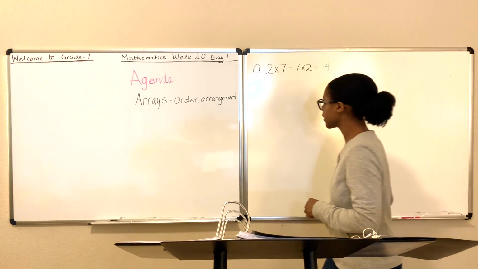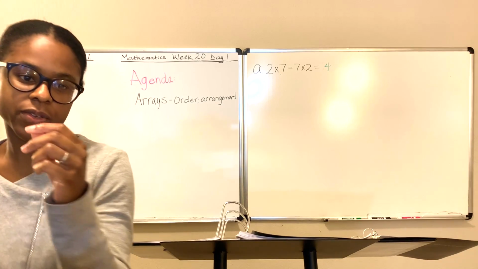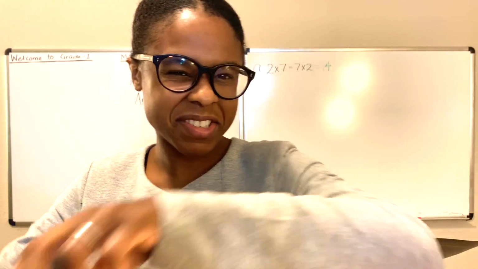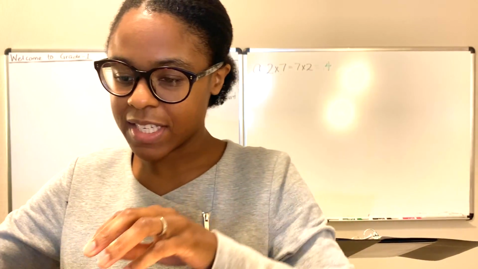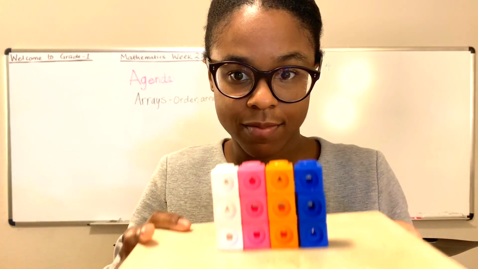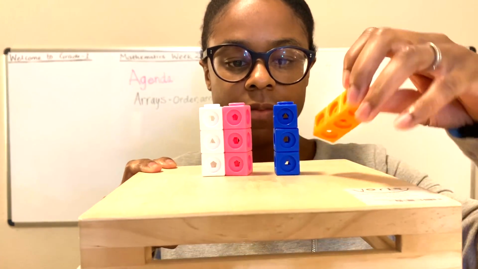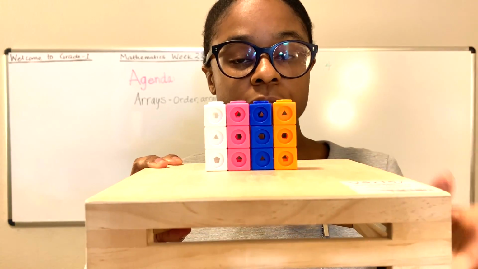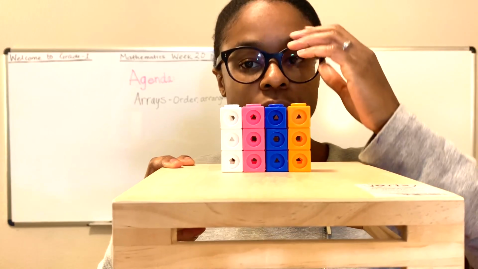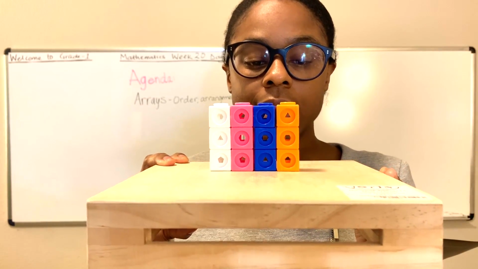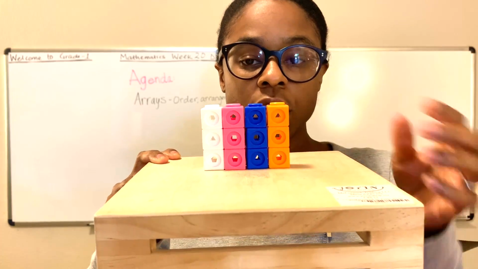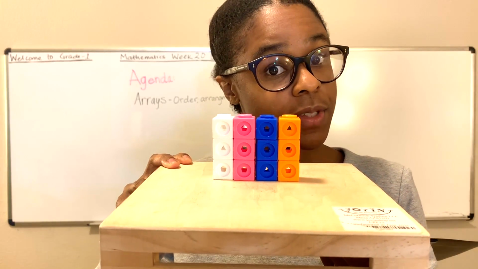Okay, so let's try another example. Just trying to show you that whether you say 2 times 7 or 7 times 2, both are going to give you the same answer. So here's another example. Here we have how many groups? You can count the groups just by counting the colors. Here's 1, 2, 3, 4 groups. And how many cubes are in each group? You just count the cubes. 1, 2, 3. So here you have 4 groups with 3 cubes.